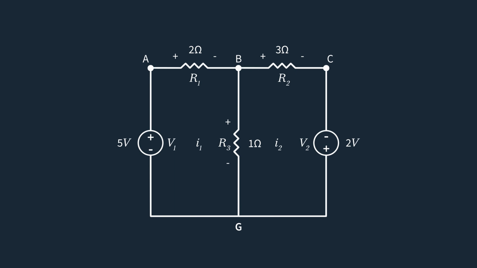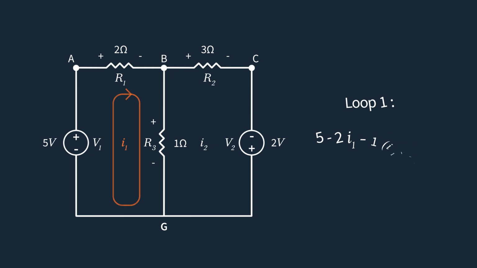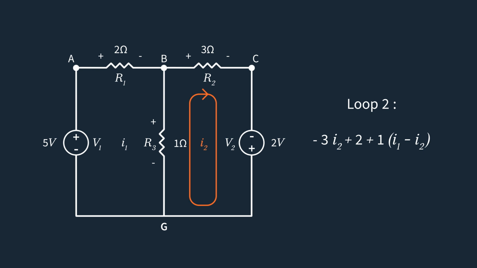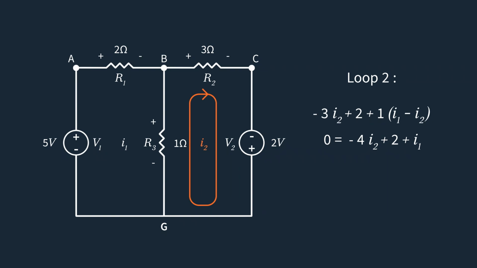As we can observe, current I1 passes through R3 from B to G, while current I2 passes through R3 from G to B. So we can consider that the current through the middle resistor R3 is the difference of currents I1 and I2. Using KVL to find the loop equations, we get loop 1 as 5 minus 2 times I1, minus 1 times I1 minus I2. Simplified, this comes out to be 3I1 minus I2 equals 5. Loop 2 is negative 3 times I2 plus 2, plus 1 times I1 minus I2, which simplifies to 4I2 minus I1 equals 2.